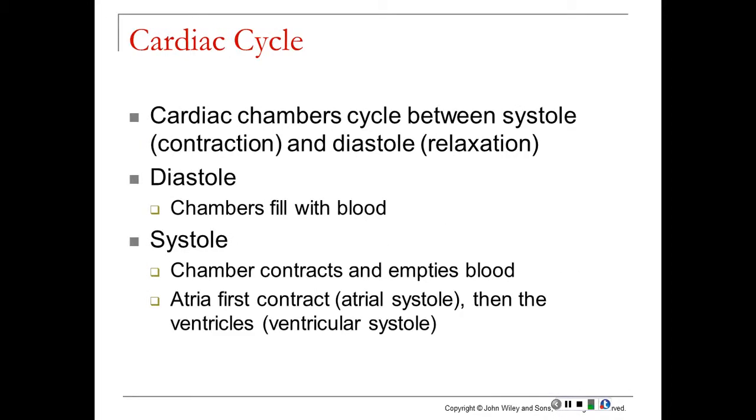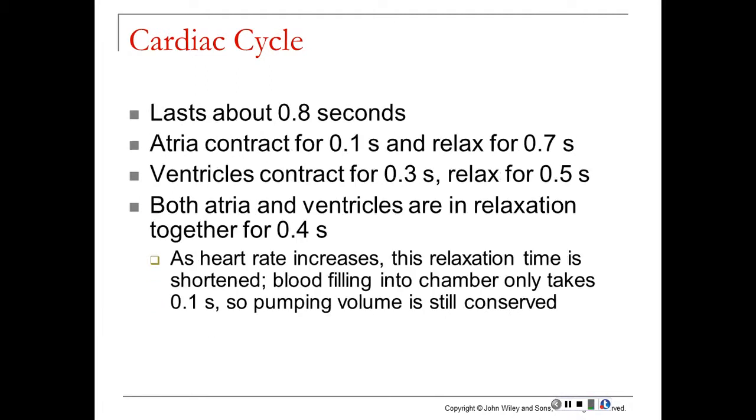The cardiac cycle itself is that cycle between the contractions. It is classified into a series of systole and diastole. Systole is the name for the contraction, and diastole is the relaxation. As you may recall, when the atria are contracting, or in systole, the ventricles are in diastole, and vice versa. Diastole is when the chambers are filling with blood. Systole is when the chambers are contracting and emptying the blood. The atria first contract, and then the ventricles contract, as I mentioned earlier.